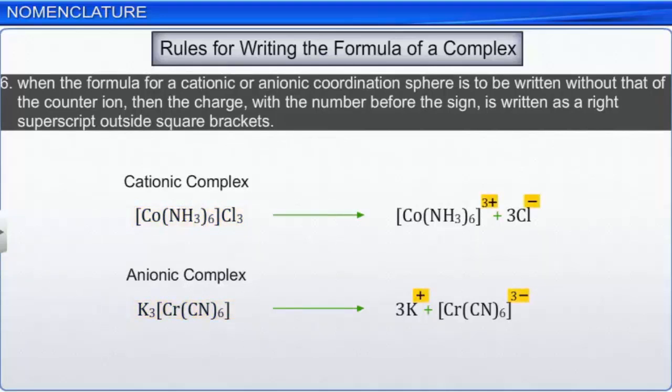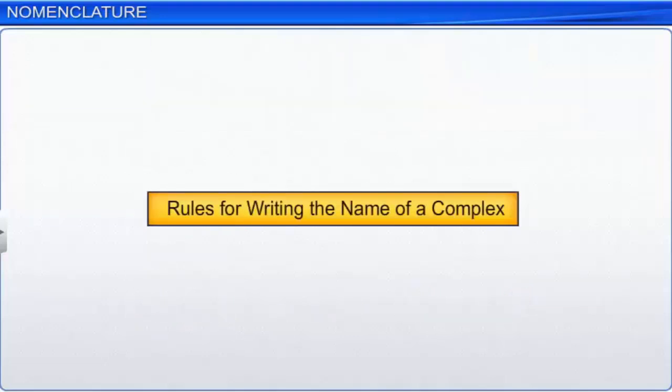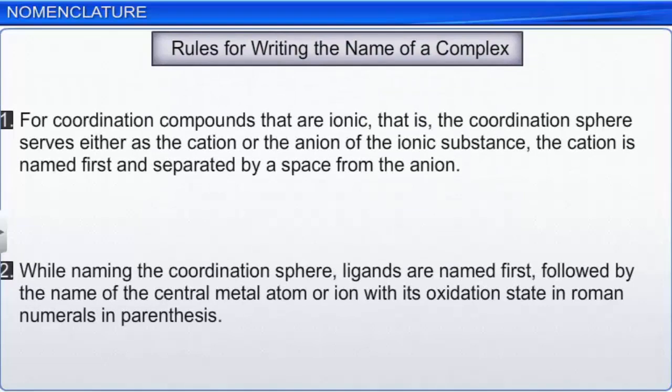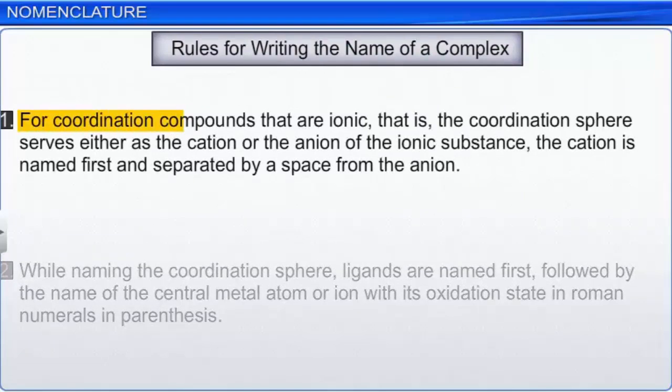Now let's see the IUPAC recommendations for writing the names of complexes. The first rule is for coordination compounds that are ionic, that is, the coordination sphere serves either as the cation or the anion of the ionic substance, the cation is named first and separated by a space from the anion.